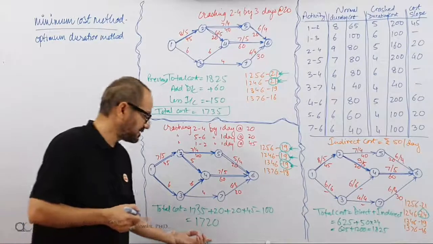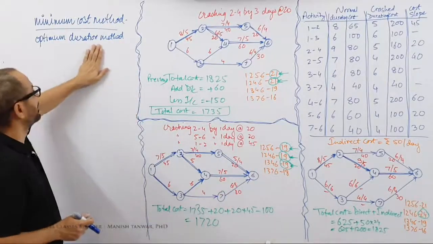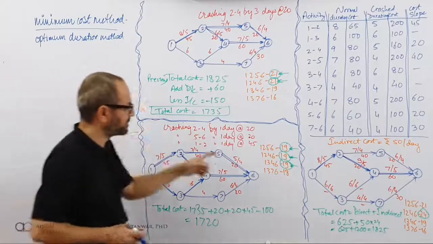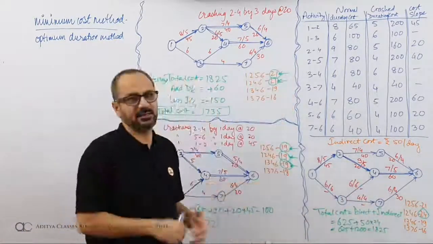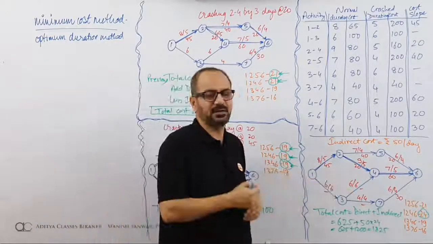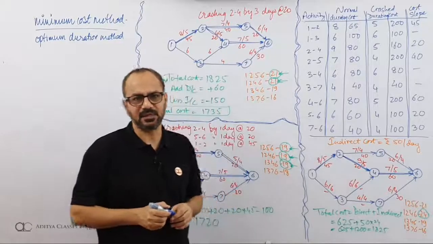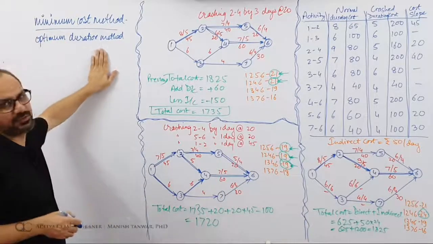And I will be saying that this 1720 is my best possible cost, minimum possible cost and optimum possible duration. What is the optimum possible duration? 19. Instead of 24, my team will be free in 19 days. The manager who was engaged for 24 days will now be engaged for 19 days. So that is the idea of crashing using the minimum cost method or optimum duration method.